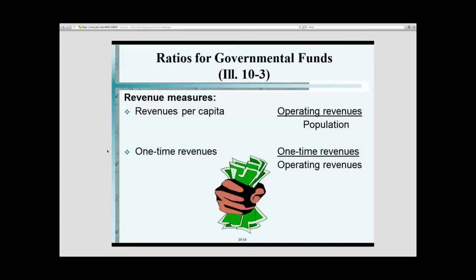How about one-time revenues? Would you like to see a higher or a lower number there? Lower. We don't want one-time revenues. If you have one-time revenues, that tells you there is an issue. If 50% of your revenues come from one-time sources, you're in trouble. As I talk about this, think in your mind about what's good and what's not good, because this is one of the exercises I gave you for the homework.